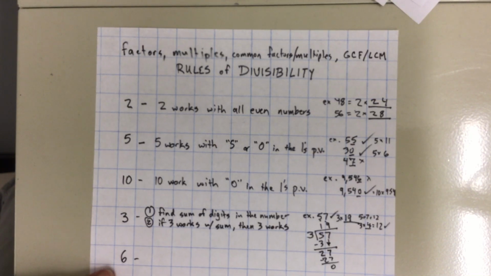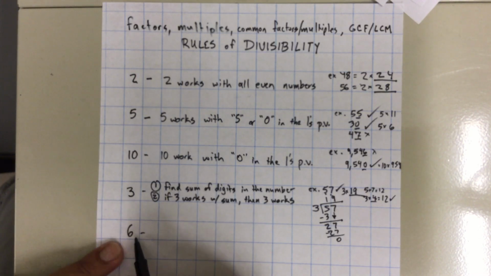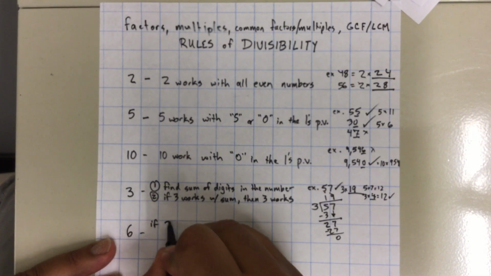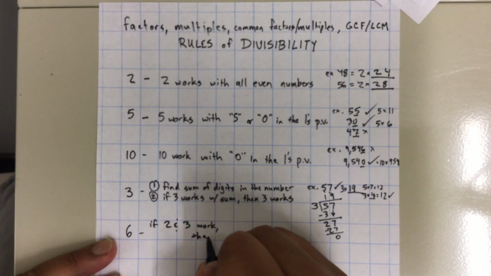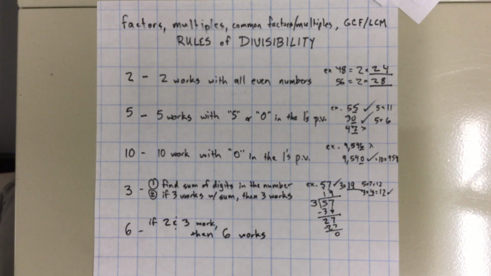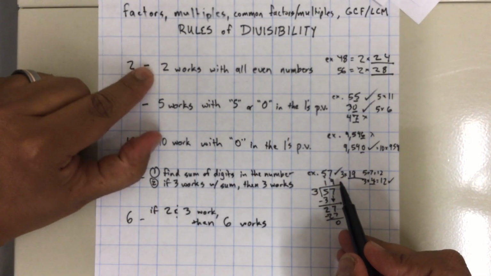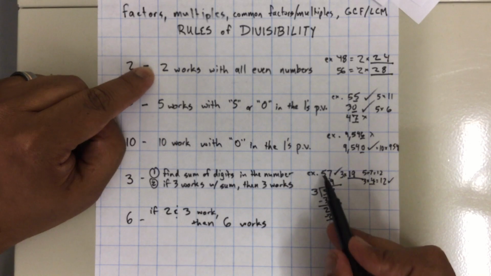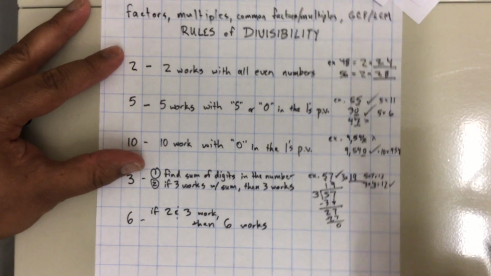6. Our rule for 6 is actually more of an observation. Since 6 is made up of a 2 and a 3, just 2 times 3 equals 6, our rule for 6 is if 2 and 3 work, then 6 works. Purely observation. So, looking around, take that 57 we just did. 3 worked, but our rule for 2 is that it's even numbers. 57 is not even, therefore, since it's odd, 6 isn't going to work. I don't have the 2 and the 3.